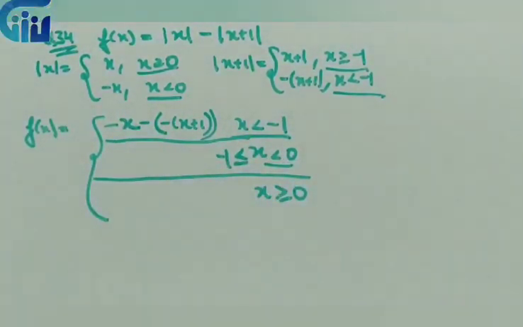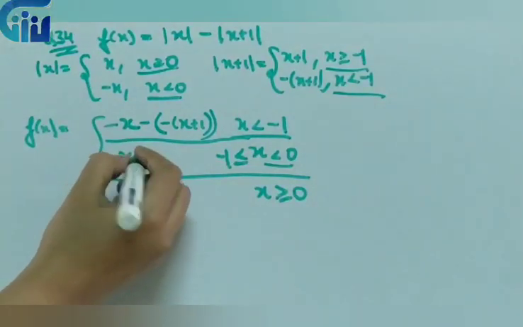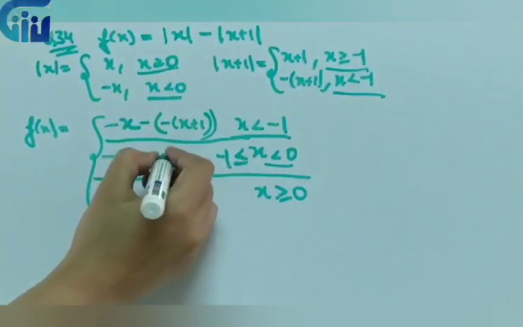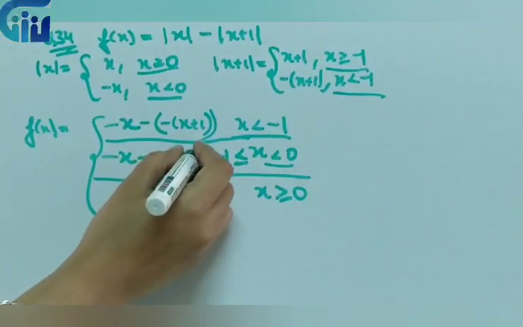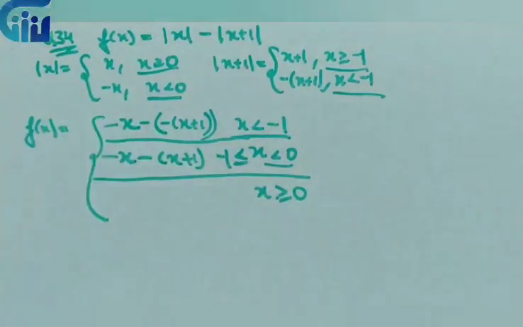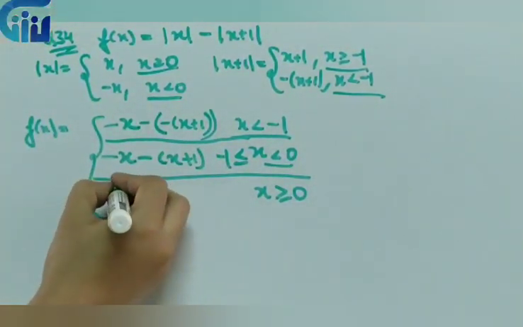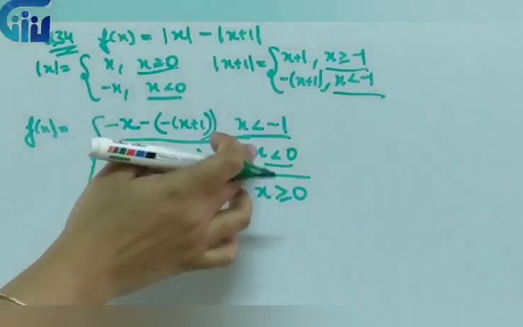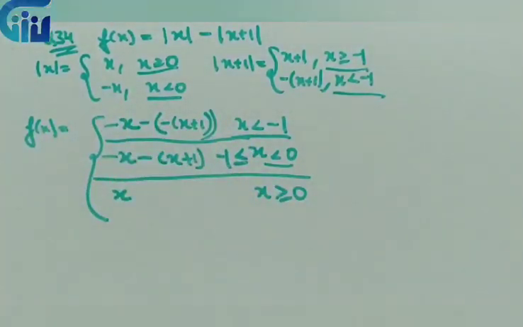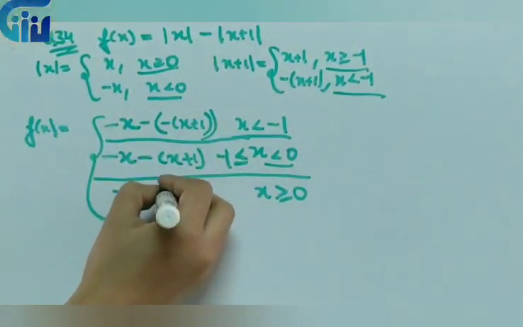Now it's clearly less than 0, so mod x will be minus x. Then minus, this will be positive, so it is x plus 1. Then for the last condition, x greater than or equal to 0, so this mod x will be x. And if it is greater than 0, it means it is greater than minus 1, so this will be positive, right?